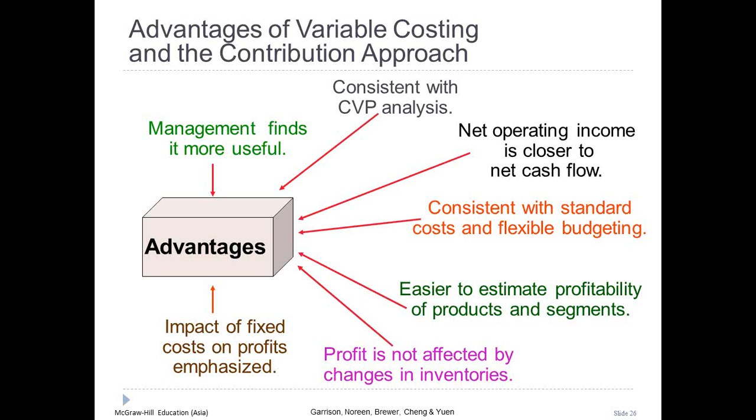Fixed costs appear explicitly on a contribution format statement, thus the impact of fixed costs on profits is emphasized. Variable costing data make it easier to estimate the profitability of products, customers, and other business segments. Variable costing ties in with cost control methods such as standard costs and flexible budgeting. Variable costing net operating income is closer to net cash flow than absorption costing net operating income.